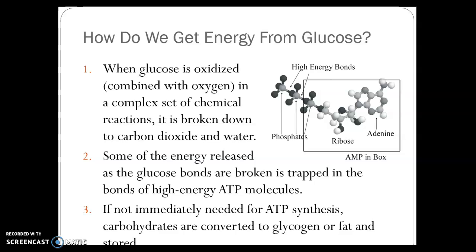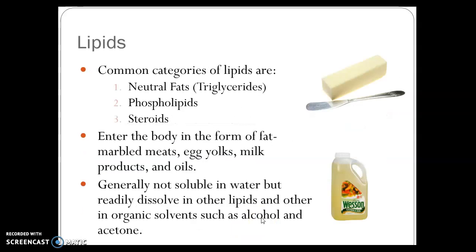So how do we get energy from glucose? Glucose is oxidized. It comes in the body and it's broken down to carbon dioxide and water, and then it goes through that process of cellular respiration, which has multiple processes. First one is glycolysis, and then it's Krebs cycle, and then electron transport chain, and then it releases. You have multiple ATPs that are being released through that whole process.